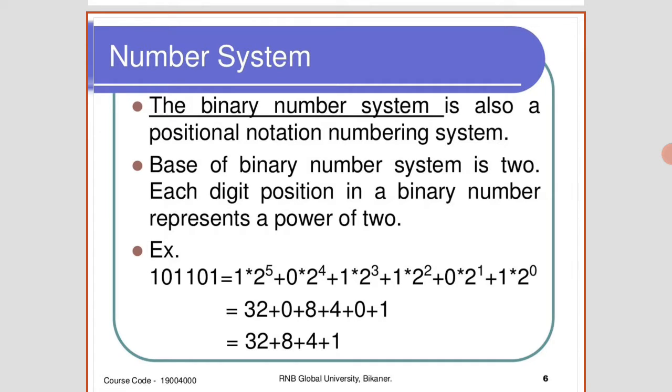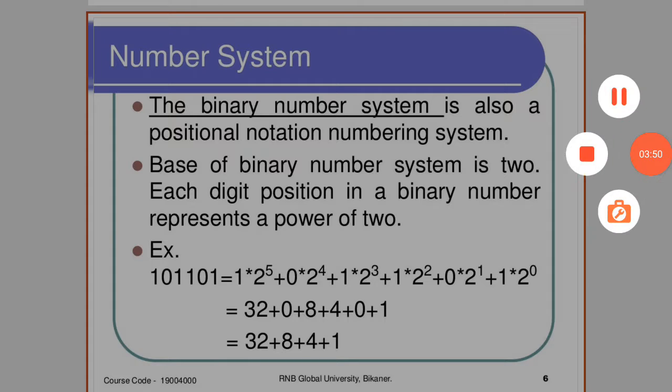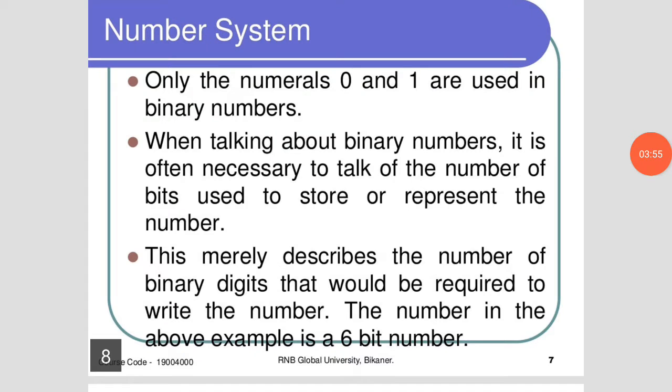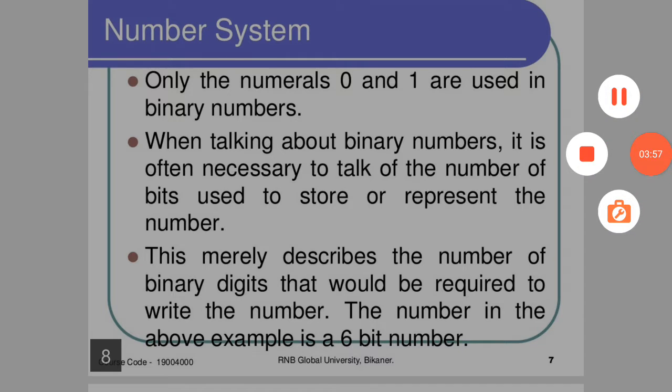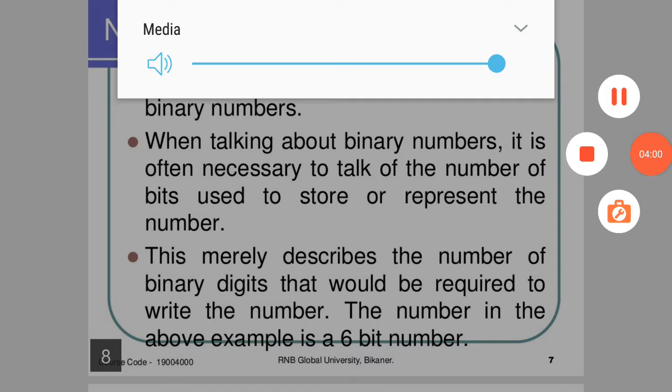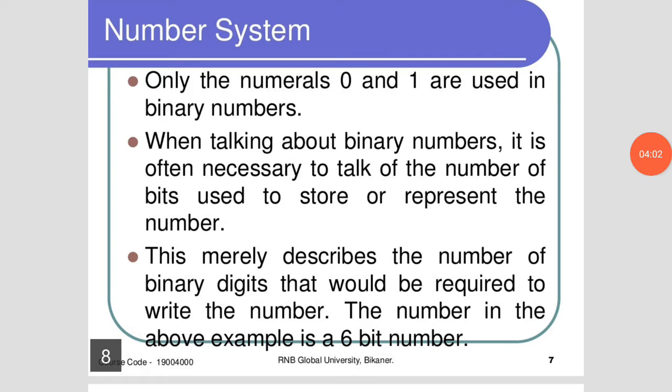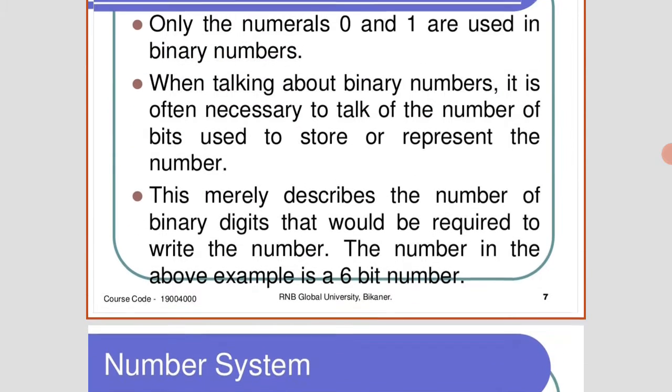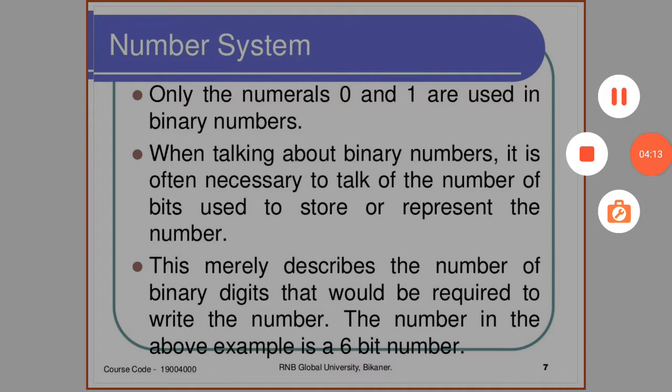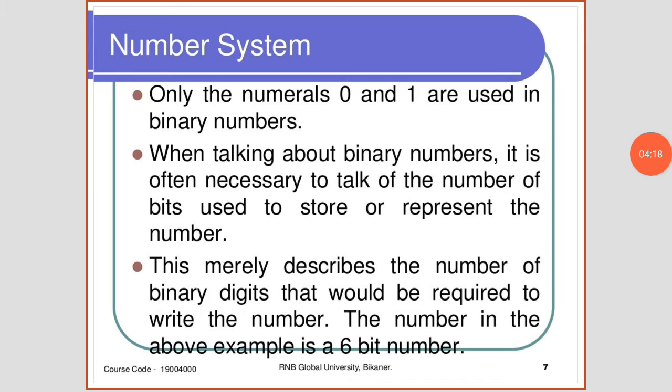That is the binary number represented as a decimal. Only the numbers 0 and 1 are used in binary numbers. When talking about binary numbers, it is often necessary to talk of the number of bits used to store or represent the number. This merely describes the number of binary digits that would be required to write the number. The number in the above example is a 6-bit number.